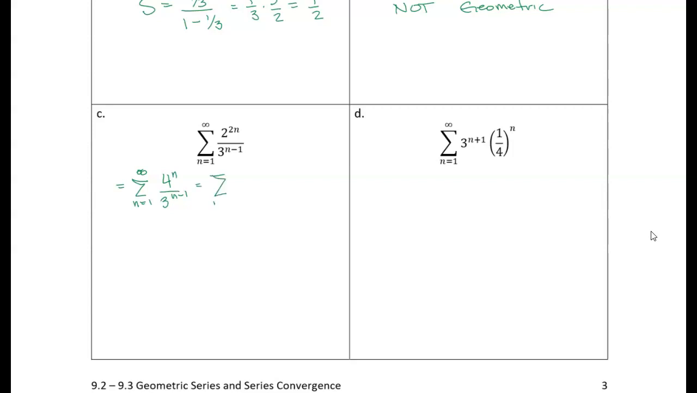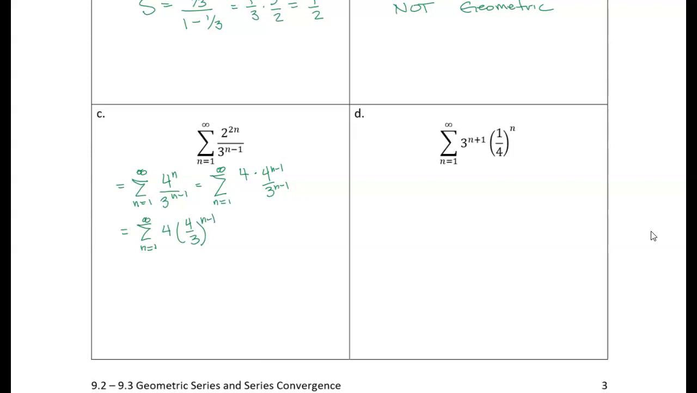So I'm going to copy this. n equals 1 to infinity. I can write 4 to the n as 4 times 4 to the n minus 1. Okay, that's the same thing. And then I have 3 to the n minus 1 in the denominator. But I can actually pull that 4 out front. So now you can see if I combine the numerator and denominator that have the same power, right? So let me copy this down. So what I have is 4 times 4 thirds to the n minus 1.